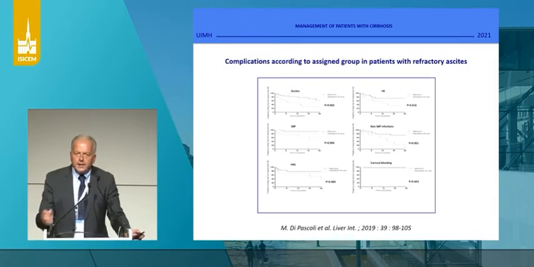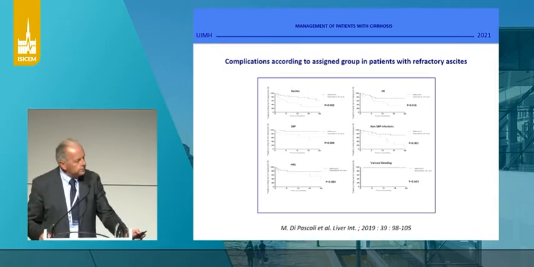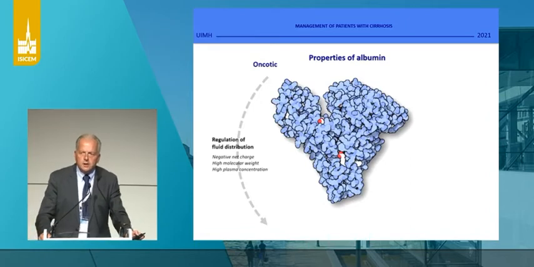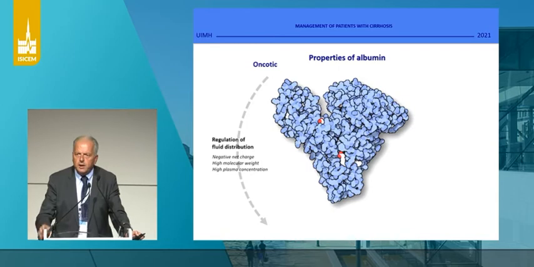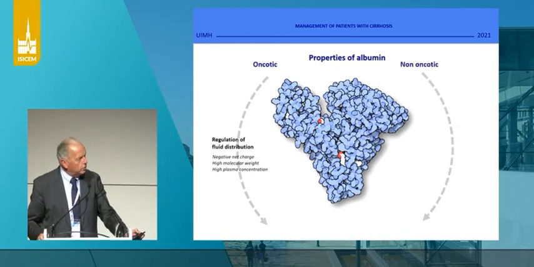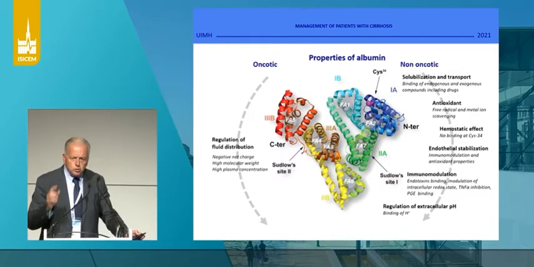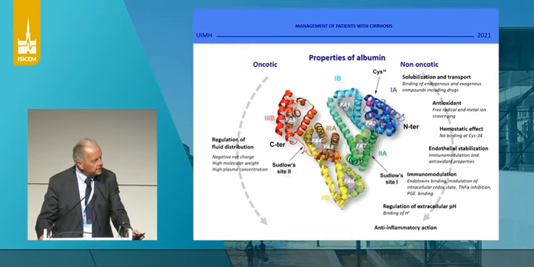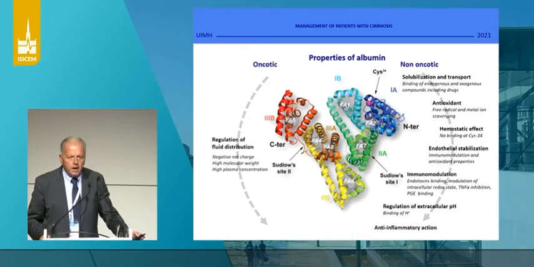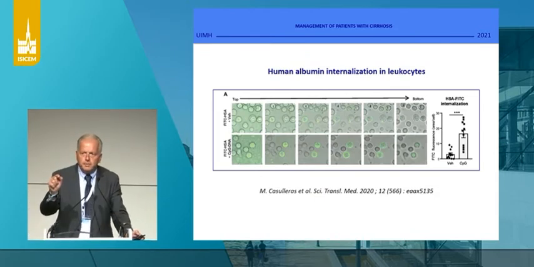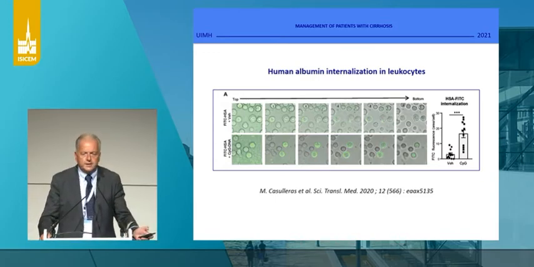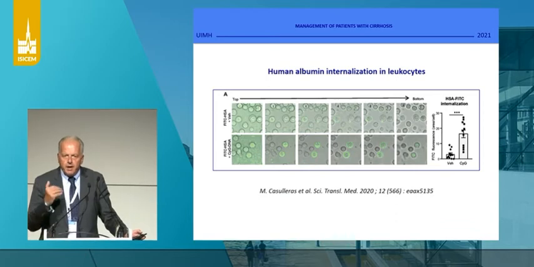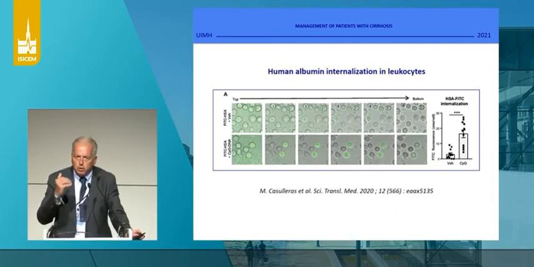We think that in the long term, albumin is acting not only through the oncotic properties of the molecule, but through the non-oncotic properties of the molecule that are several. But I want to focus on one of them, the anti-inflammatory action. Albumin is capable to go into the immune cell, the green point you can see in this slide, particularly when there is a pro-inflammatory state. I'm referring to leukocytes, but also to mononuclear cells.